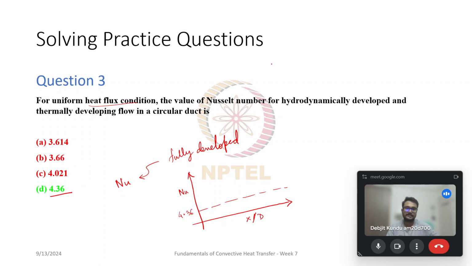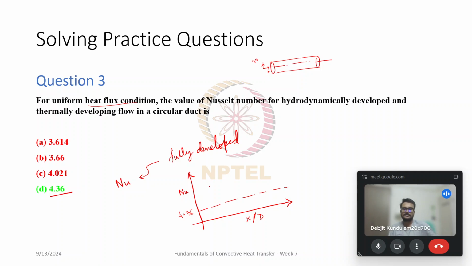So x is basically the axial direction in a circular duct. So this is x, this is r, right? So in this context, what is my variation of the local Nusselt number as a function of some unit of distance? We non-dimensionalize with the diameter just to generalize it.